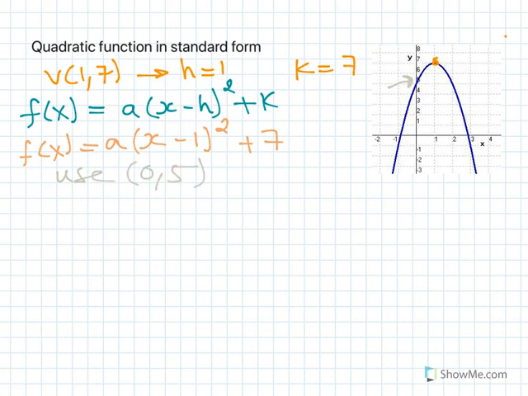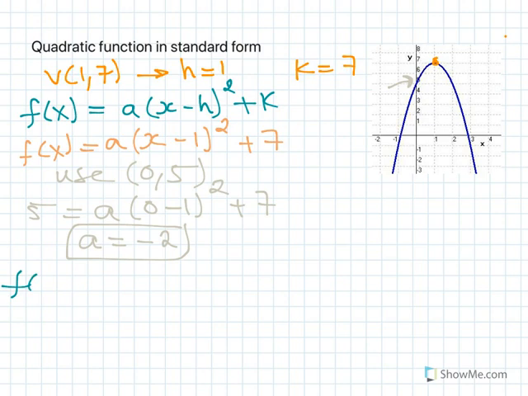So replace f(x) by 5, x was 0, that's 5 equals a(0 minus 1) squared plus 7. Minus 1 squared is 1, so a plus 7 equals 5. That makes a equal to negative 2. And as you can see, a is negative, and that makes sense because the parabola is looking downwards. Moving forward, now f(x) is negative 2(x minus 1) squared plus 7.